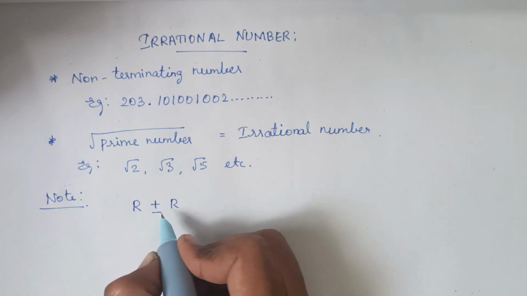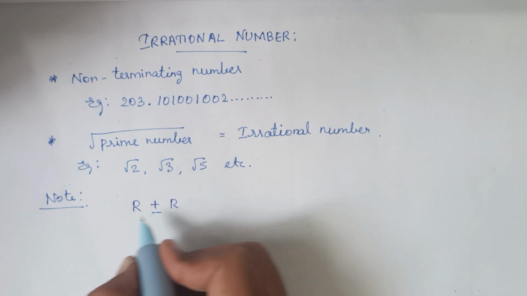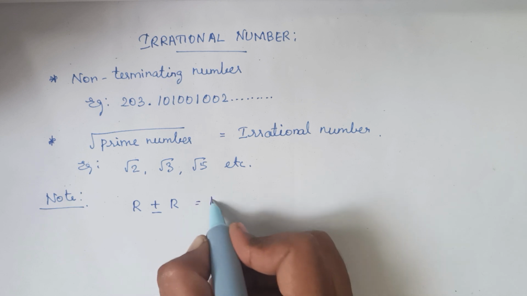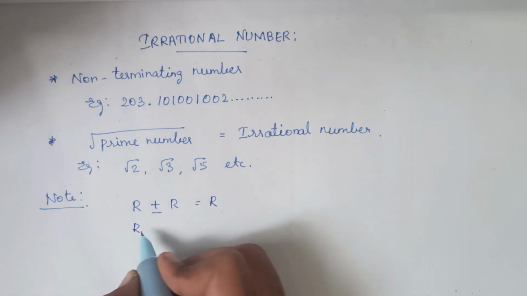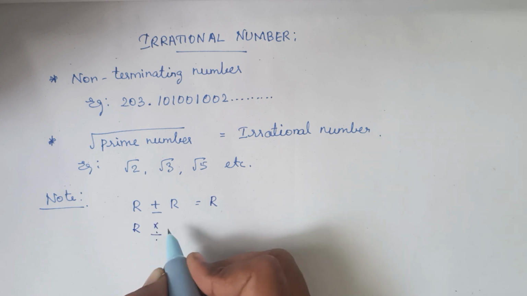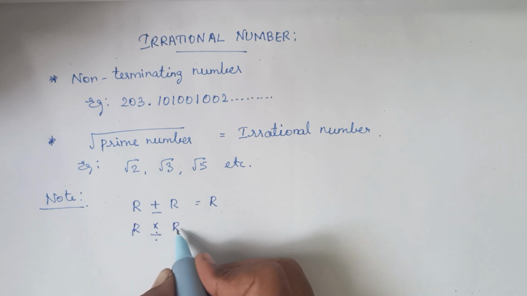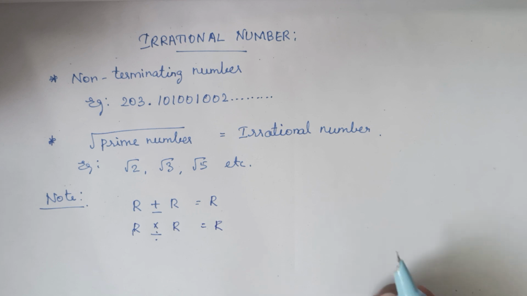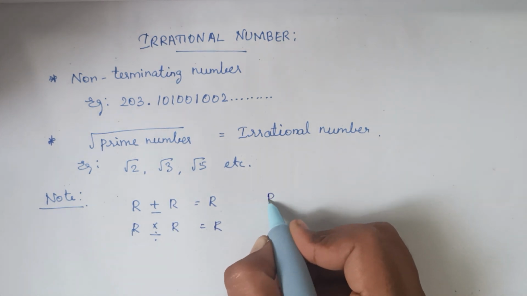Rational numbers: if we add or subtract two rational numbers, we will get a rational number. Rational number plus or minus rational number is equal to a rational number, and if we multiply or divide a rational number by another rational number, we will also get a rational number.